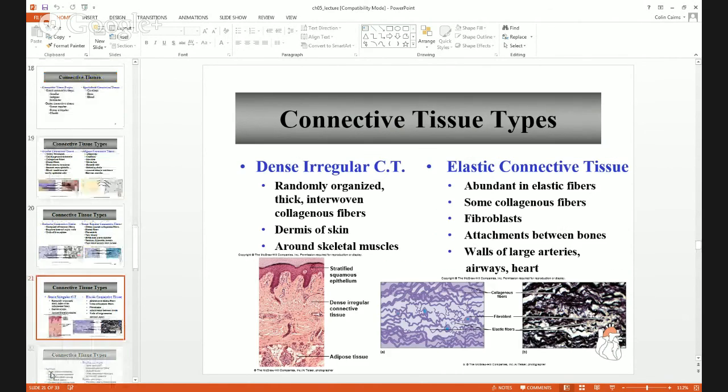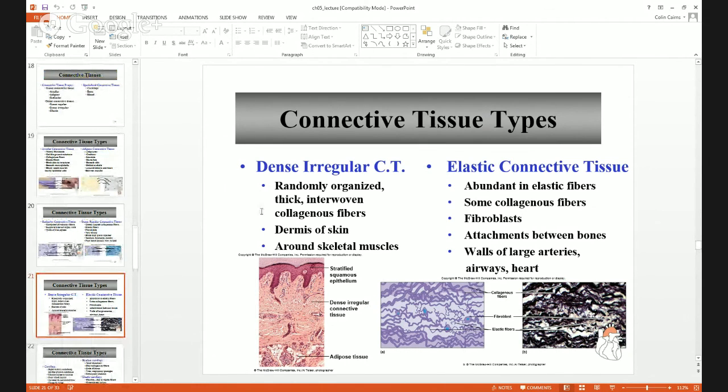Then we have dense irregular connective tissue: randomly organized, thick, interwoven with collagen, found in the dermis of the skin and around skeletal muscles. Elastic connective tissue is abundant in elastic fibers, with some collagenous fibers and fibroblasts. It forms attachments between bones and is found in the walls of large arteries, the airways, and the heart.